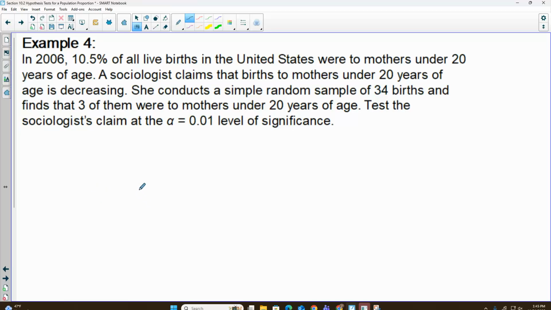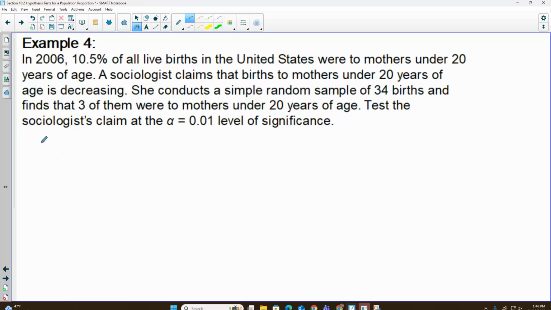In 2006, 10.5% of all live births in the United States were to mothers under 20 years of age. A sociologist claims that births to mothers under 20 years of age is decreasing. She conducts a simple random sample of 34 births and finds 3 of them were to mothers under 20 years of age. Test the claim at the alpha equals 0.01 level.